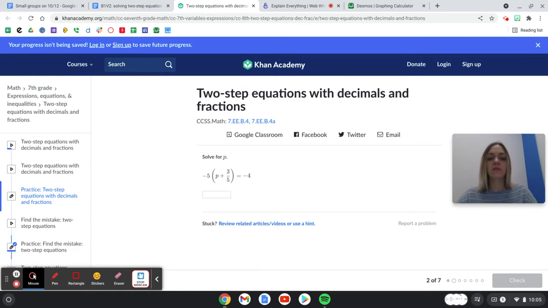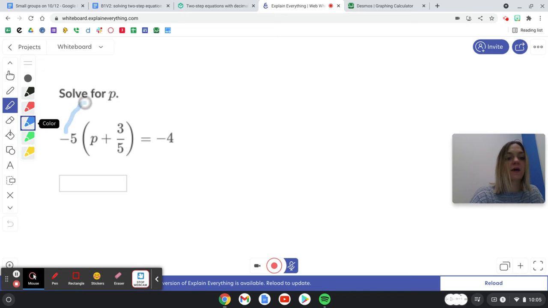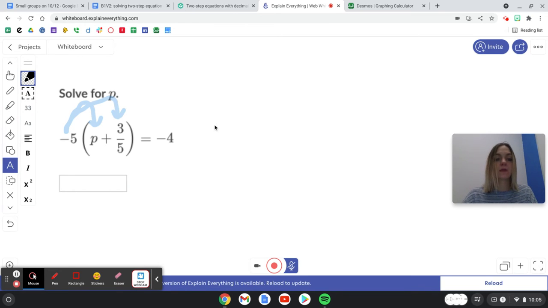So I have this problem right here, and our goal is to solve for p, or get p by itself. Now again, I know that I have parentheses, so the very first thing I have to do is use the distributive property. So I'm going to have to take -5 times p and -5 times 3 over 5. I know that -5 times p is just -5p. And then I have -5 times 3 over 5.